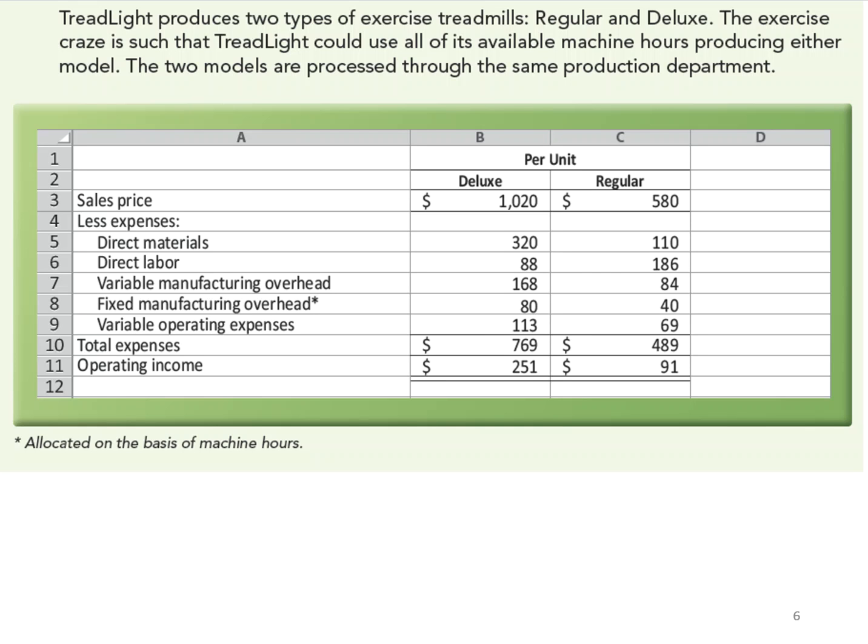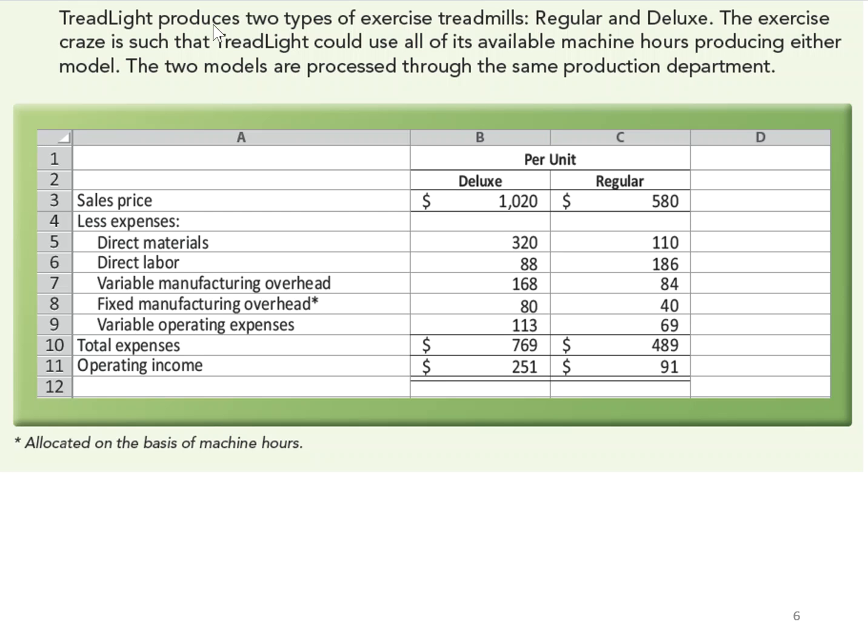Okay, so let's look at a scenario where we need to figure out what our sales mix should be because we only have limited resources. It says Treadlite produces two types of exercise treadmills, deluxe and regular, and the exercise craze is such that the Treadlite could use all of its available machine hours producing either model. The two models are processed through the same production department. The question is which product will help them maximize their operating income.